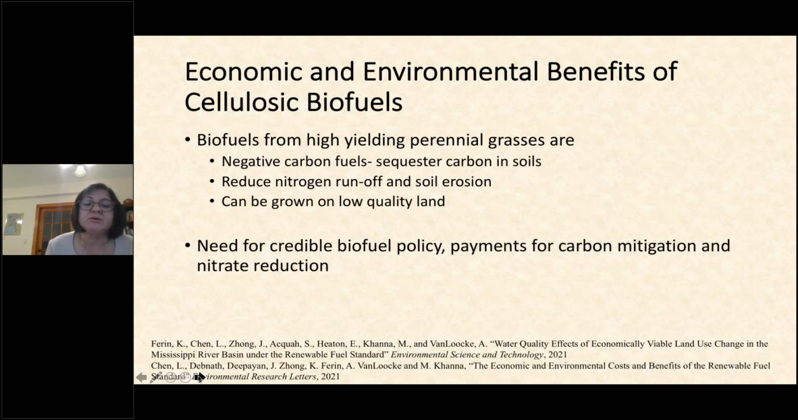And in order to do that, there is need for credible biofuel policy, ensuring that a policy like the Renewable Fuel Standard is extended and implemented in a binding way, as well as providing a way for landowners and producers to benefit from the ecosystem services that these types of biofuels can provide in terms of carbon mitigation, nitrate reduction, and so on. Next slide, please.